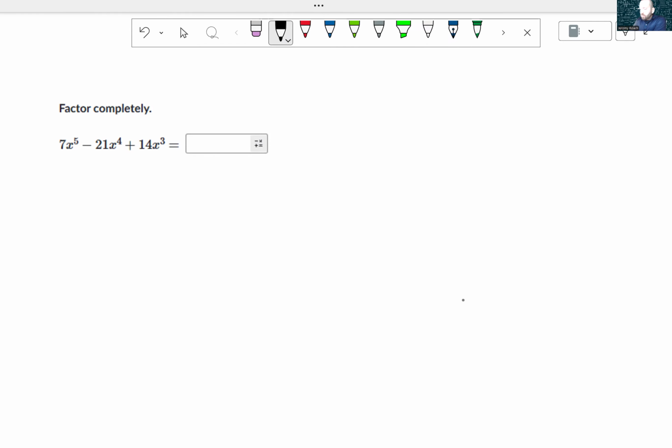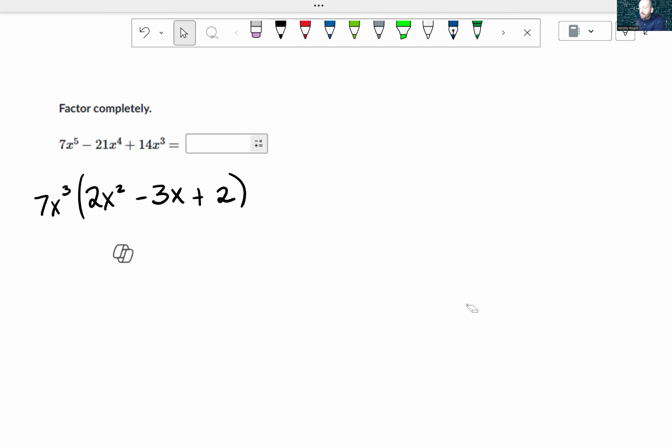So it looks like everything's divisible by 7x cubed. So we factor out a 7x cubed. We're going to write what's left over, 2x squared minus 3x plus 2. Okay, so this is closer to our final answer, but it is not our final answer altogether. What we ultimately want to do is we want to split this negative 3x into 2 different pieces so that now we have 4 terms, just like in our last problem, and we can factor by grouping.